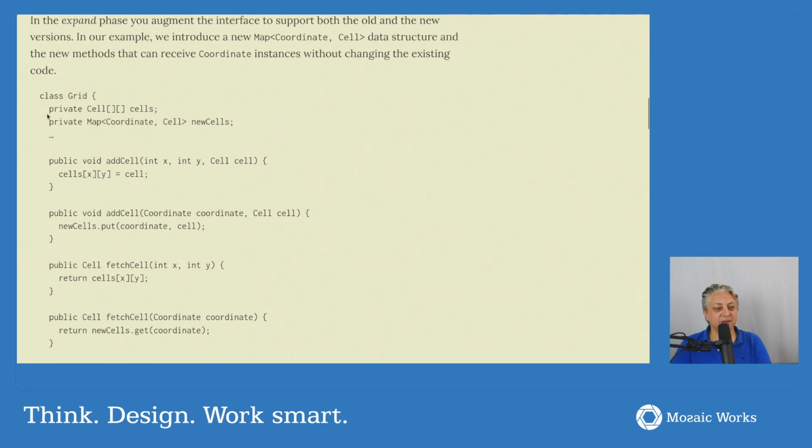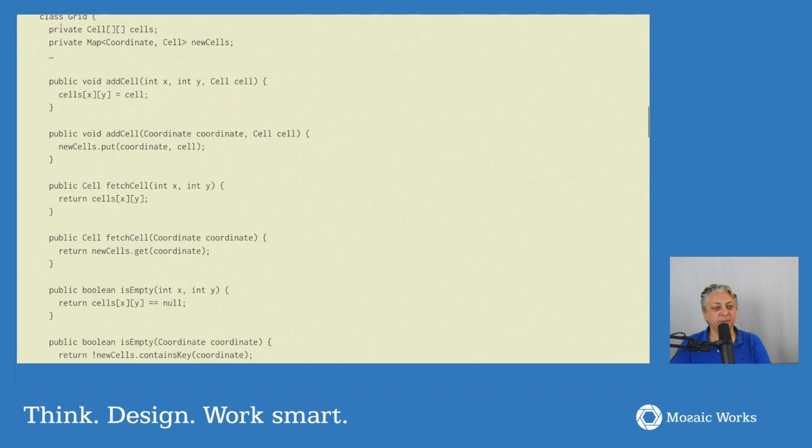So the class grid now has both a two-dimensional array of cells, and a map of coordinate and cells. It allows both, it basically stores the same information twice. But this is only temporary, right? So don't be afraid.